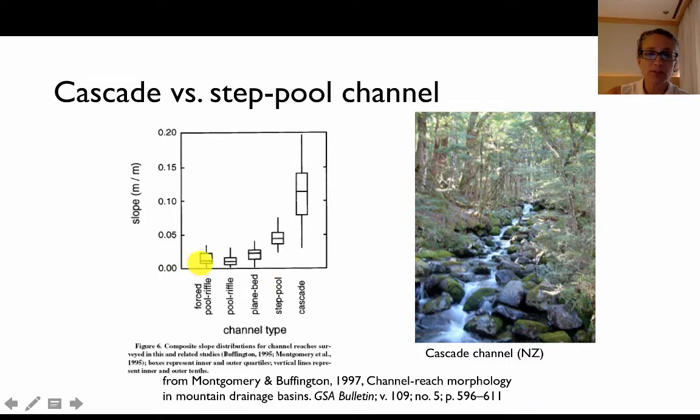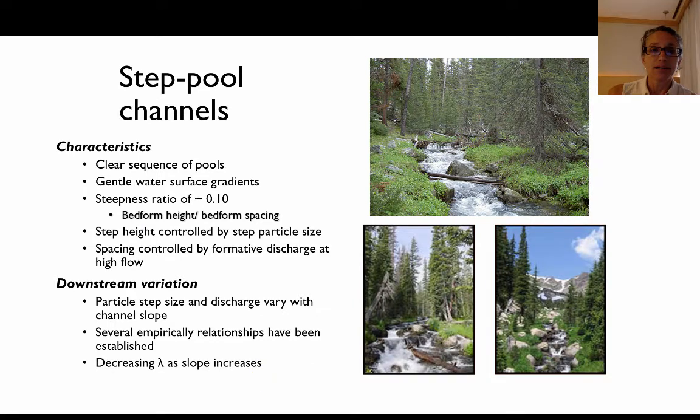If we were to plot different channel types with slope, you could see that pool-riffle sequences tend to be in milder slope, and then we move up to the step pool channel, and then cascades are much steeper. An example of a cascade channel in New Zealand, there are a lot of cascade channels in the Pacific Northwest. That's where this work was done by Dave Montgomery at University of Washington in Seattle. Okay, so that was cascade.